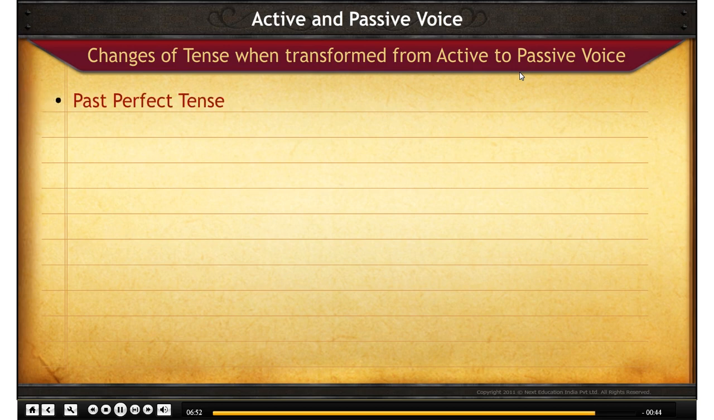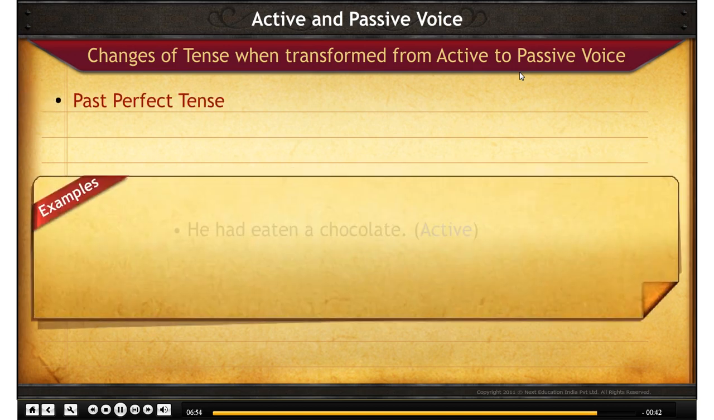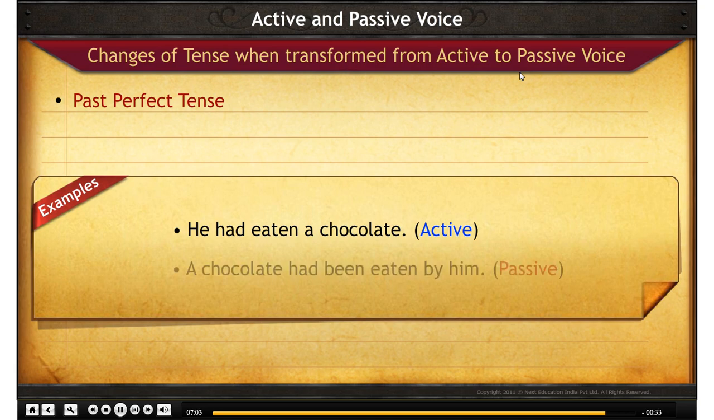Past perfect tense. For example, he had eaten a chocolate is in active voice. When this is changed into passive voice, it becomes a chocolate had been eaten by him.